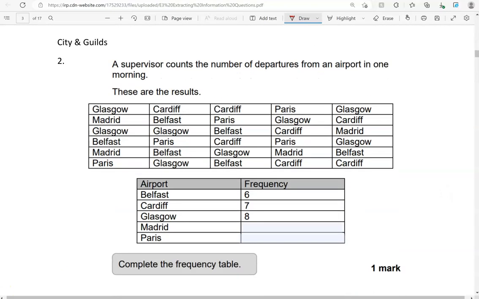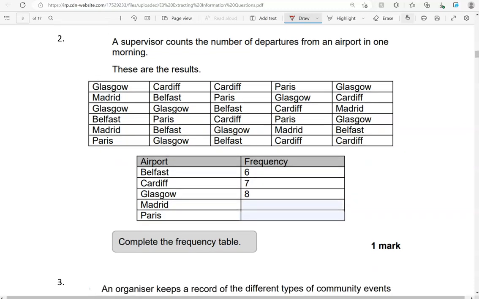A supervisor counts the number of departures from an airport in one morning. These are the results. Complete the frequency table. So we've been given the frequency for Belfast, Cardiff and Glasgow, and we need to add them for Madrid and Paris. So let's start with Madrid. We've got 1 here, 2, 3, 4, so it's 4 of them.